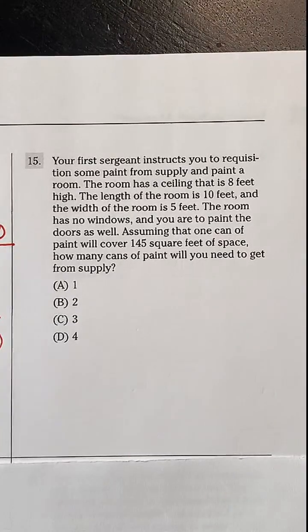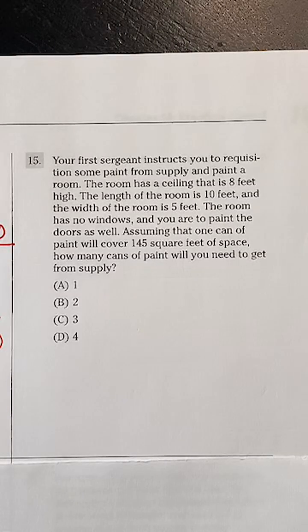All right. So 15. Here we go, ASVAB people. Your first sergeant instructs you to get some paint from supply and paint a room. Listen to this. The room has a ceiling that is 8 feet high. The length of the room is 10 feet. The width of the room is 5 feet. The room has no windows, and you are to paint the doors as well. Assume that 1 can of paint will cover 145 square feet of space. How many cans of paint will you need to get from supply?